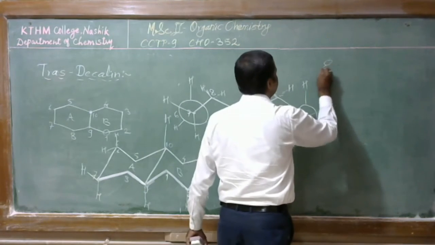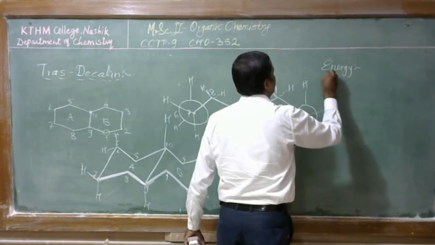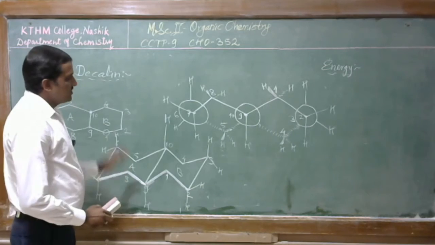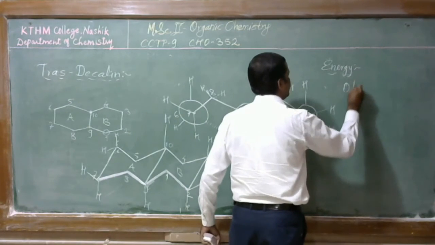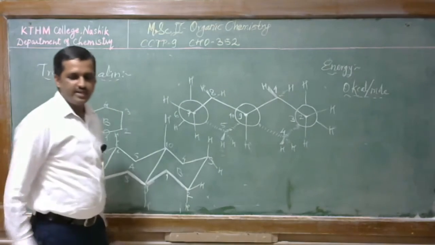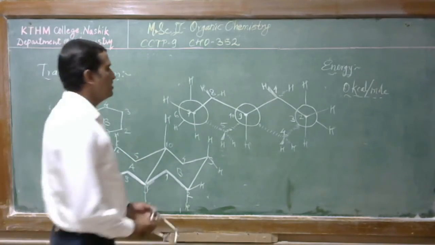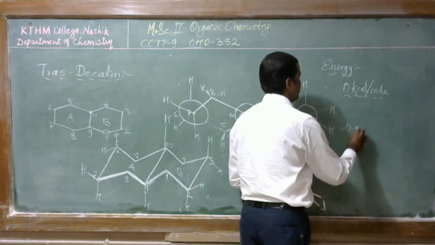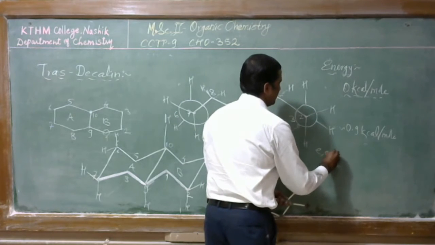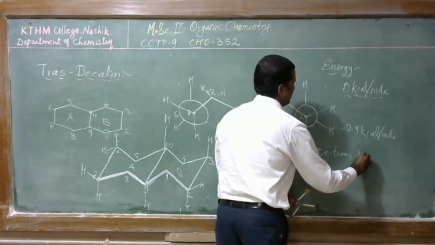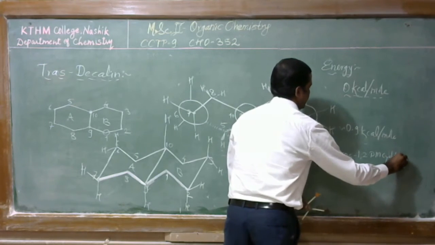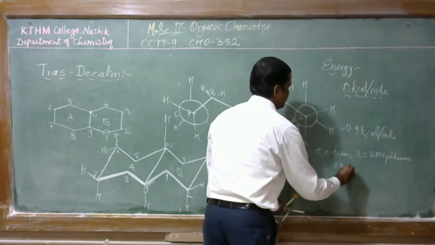The important thing is related to the energy content. When we consider the trans decalin system, the energy content of this conformation is found to be 0 kilocalorie per mole. Our expectation is that the energy content must be near about 0.9 kilocalorie per mole, because if you remember, the equatorial trans 1,2-dimethylcyclohexane has an energy content of 0.9 kilocalorie per mole.